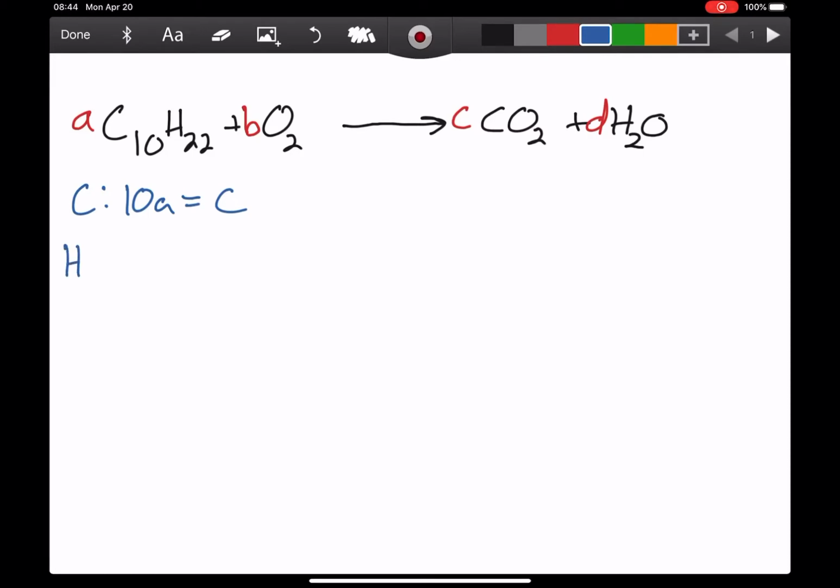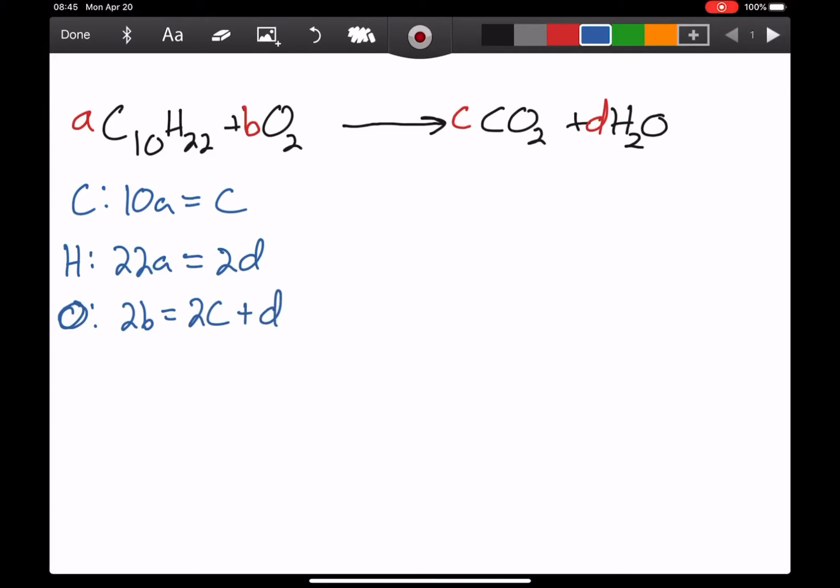Now we're going to make an expression for hydrogen. 22 times A is going to be equal to 2D. And now we're going to do oxygen last, which I would strongly recommend because oxygen is going to appear in the most places. Therefore, in order to solve for B, the number of oxygens we're going to need, we're going to need to know A, C, and D first. So if we were to write an expression for oxygen, it would be 2B is equal to 2C plus D.